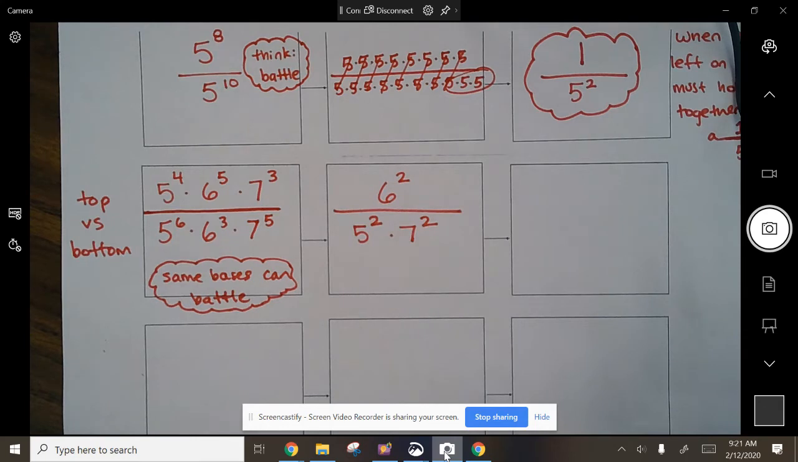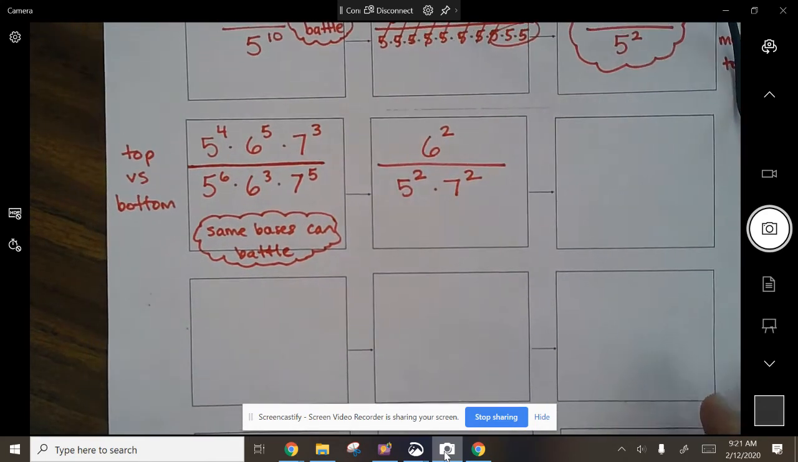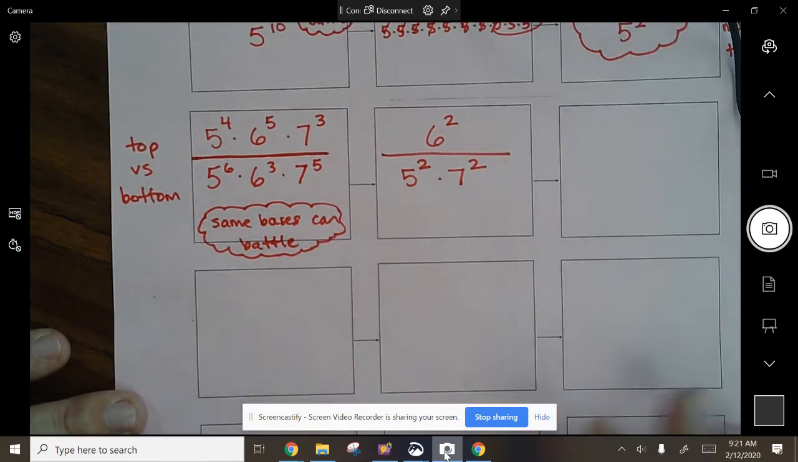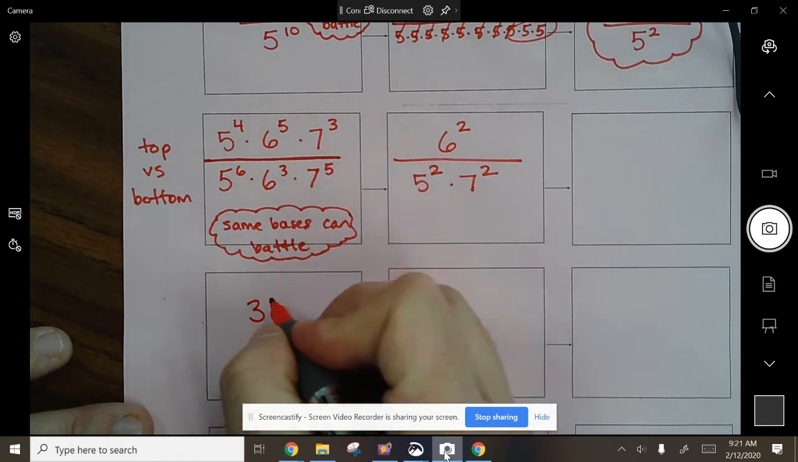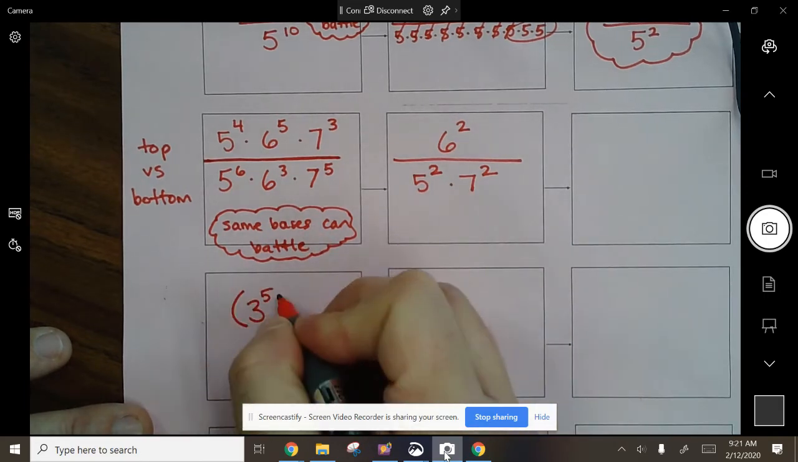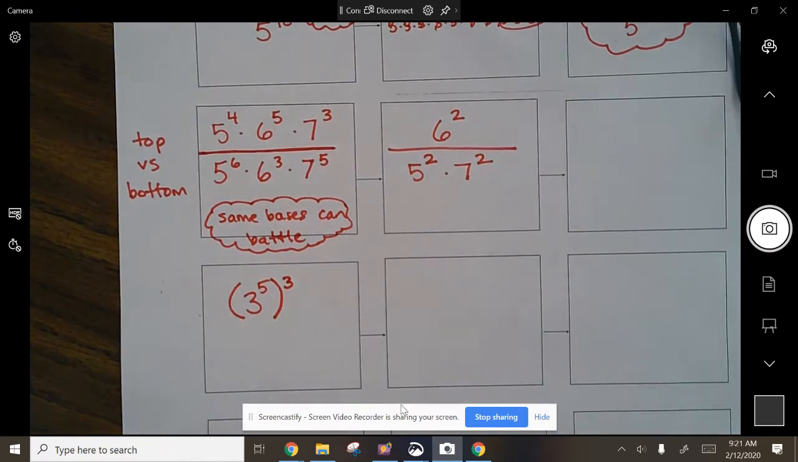All right, now the next one. This one is a total new concept. We're going to do 3 to the 5th, and I'm going to put parentheses, and I'm going to put a 3 here.